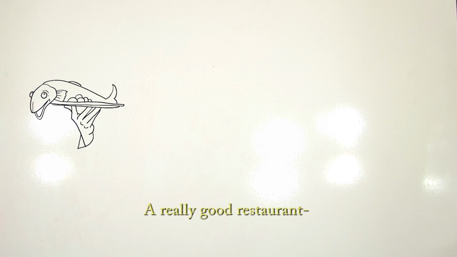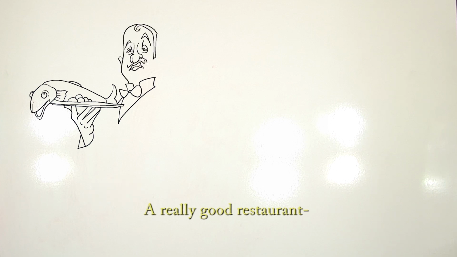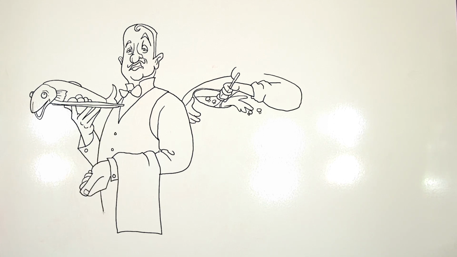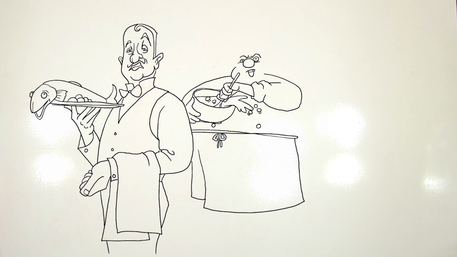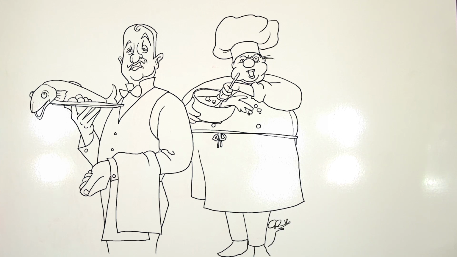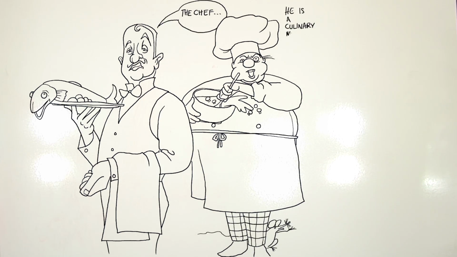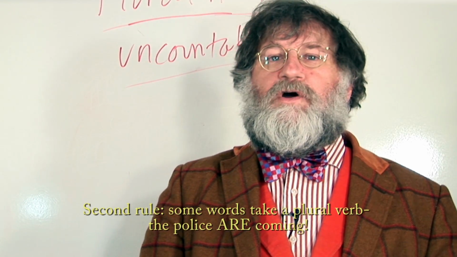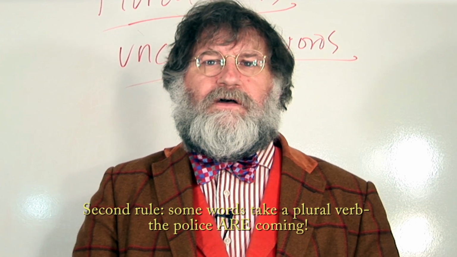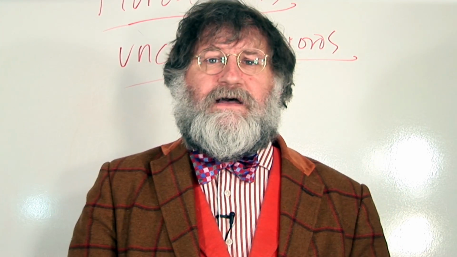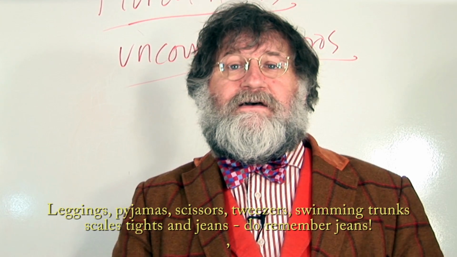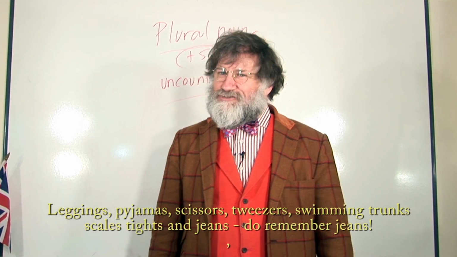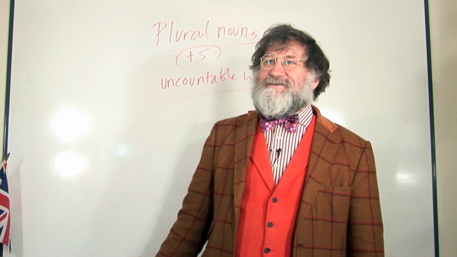Which fish, sir? The chef, he has a very tasty Dover sole, and the trout, she is, how do you say, exquisite, baked in her own juices, with a hint of lemon and a garnish of wild Russian mushrooms, gribi. Second rule. Some words take a plural verb. The police are coming, my trousers are brown, leggings, pyjamas, scissors, tweezers, swimming trunks, scales, tights, and jeans. Do you remember jeans? The jeans are ready, sir.